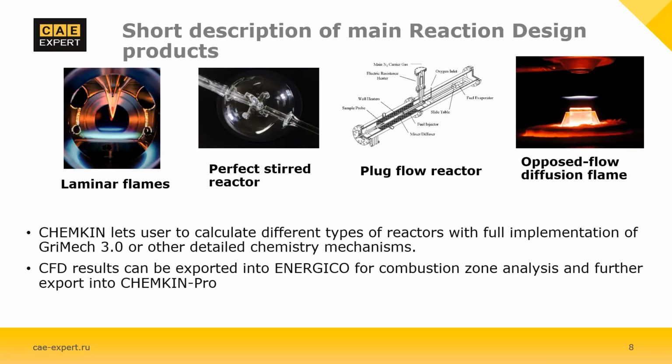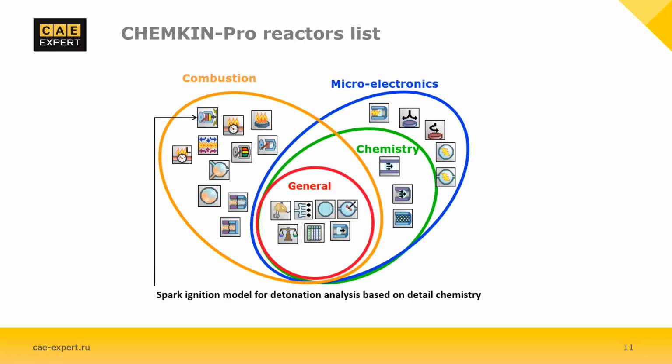CHEMKIN-Pro can solve a big range of objectives. Now it can be used in different fields of industry. Combustion family reactors could be interesting for furnace and boiler flare systems and internal combustion engines manufacturers. Microelectronics family of reactors has methods for CFD, both stationary and rotating processes modeling. Plasma reactors: closed, perfectly stirred and plug flow simulations.